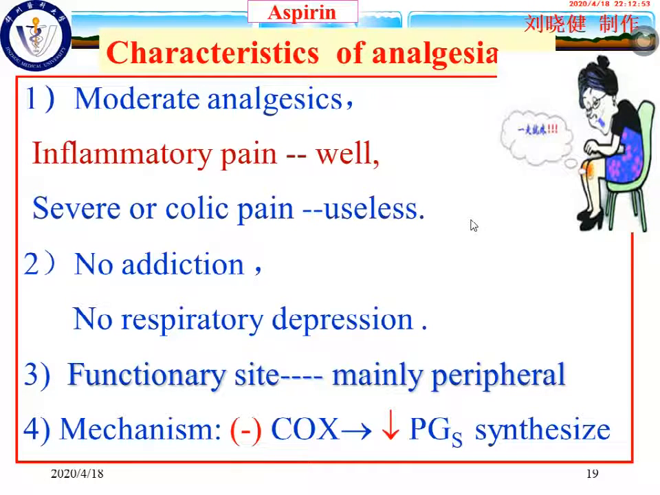And compared with analgesics like morphine or pethidine, aspirin has no addiction, no respiratory depression, and also no euphoria. Its functional site is primarily in peripheral tissue. And the mechanism depends on inhibition of COX to decrease prostaglandin synthesis.